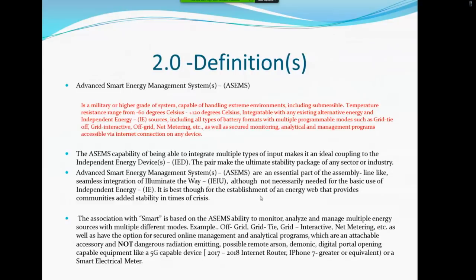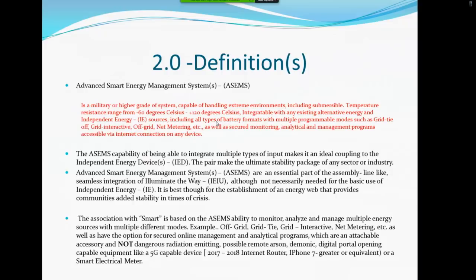The association with smart, how most people fear the word, like smart meter and smart appliances and all this. The association with smart is based on the ASIM's ability to monitor, analyze, and manage multiple energy sources with multiple different modes. Now, this can be done analog with the actual digipad on the advanced smart energy management system itself. All the modes mentioned before, off-grid, grid tie, net metering, and so on, as well as the option for secured online management and analytical programs.